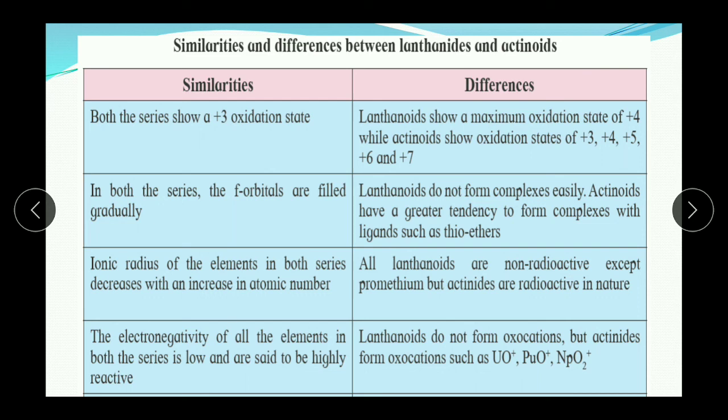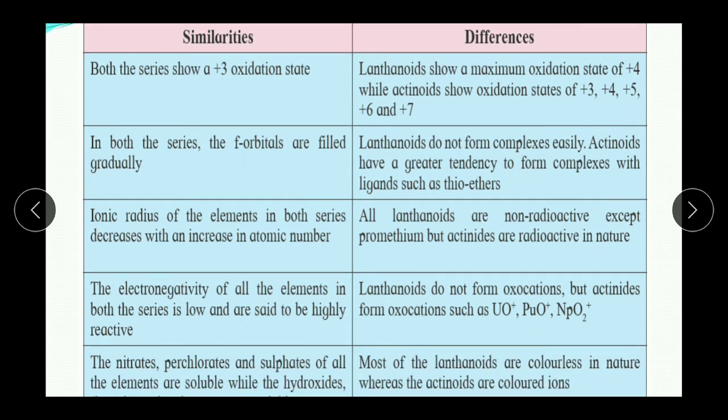Now, what are the differences between these two? A separate question may be asked: what are the similarities? Or sometimes, what are the differences? So, differences we will study. First one, lanthanides show a maximum oxidation state of +4. General oxidation state in both lanthanides as well as actinides is +3. But some of the elements of lanthanides as well as actinides show variable oxidation states.